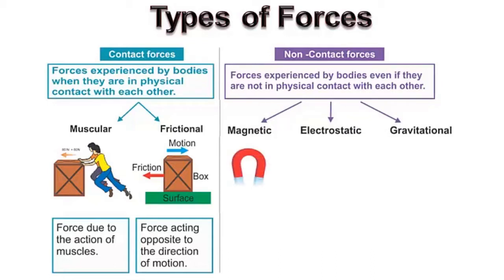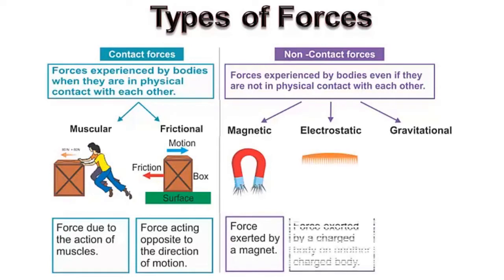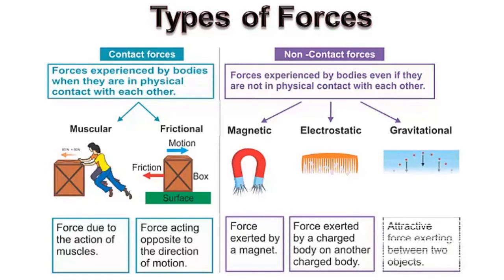Few iron nails kept near a magnet move towards the magnet. This is because of the magnetic pull exerted by the magnet on the iron nails. Similarly, a charged body attracts small objects because of electrostatic force of attraction. A stone thrown from a height falls onto the ground because of the gravitational pull of the earth.